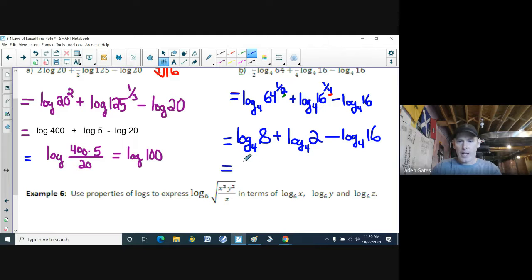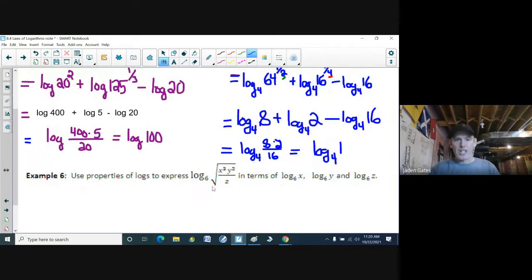Let's see here. We have the log of base 4. 8 plus sign, so times 2, divided by 16, because it's a minus sign there. And, well, 8 times 2 is 16, divided by 16 is just going to be a 1. So as a single log, we're going to have the log base 4 of 1. And that is as a simple log, or single log.